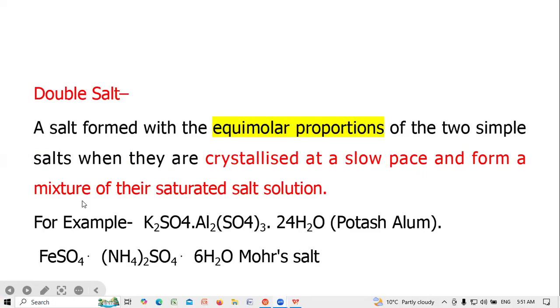Double salt. A salt formed with the equimolar proportion of two simple salts when they are crystallized at a slow pace from a mixture of their saturated salt solution. For example, potash alum and Mohr's salt are double salts. In the case of potash alum, potassium sulfate and aluminum sulfate have equimolar proportions and form the double salt. Similarly, in Mohr's salt, ferrous sulfate and ammonium sulfate are in equimolar proportions.